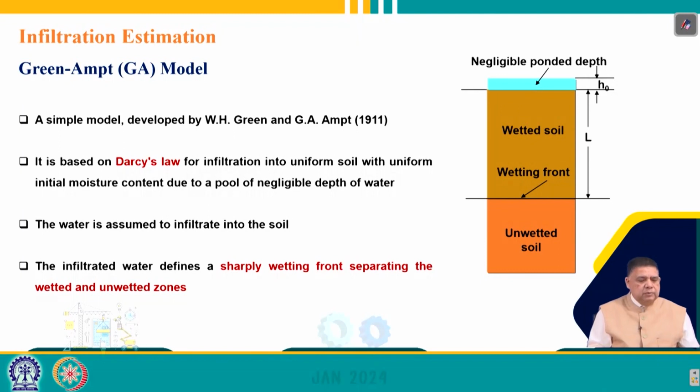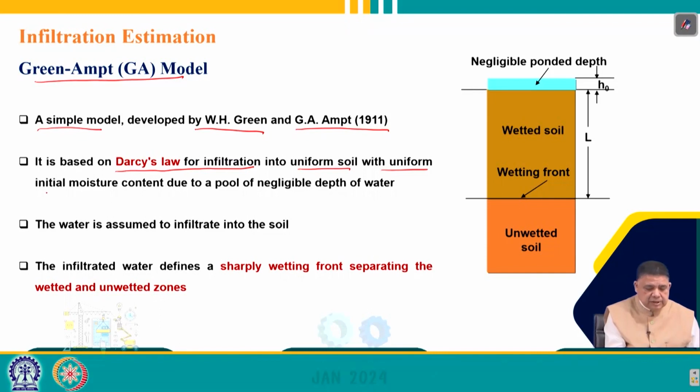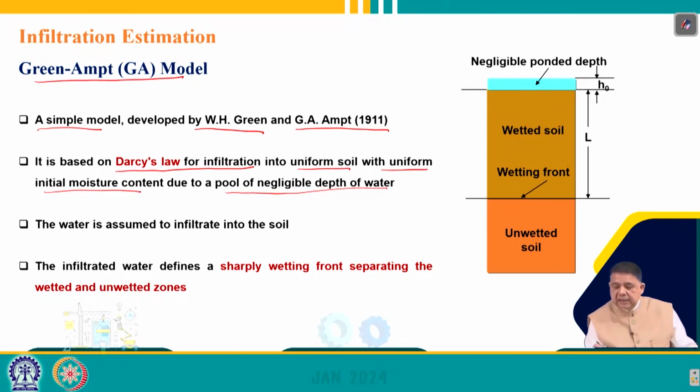Now we come to the next model, which is the Green-Ampt model, a simple model developed by W.H. Green and G. Ampt in 1911. Though it is a very old model, it is very popular even today. It is based on Darcy's law for infiltration into uniform soil with uniform initial moisture content due to a pool of negligible depth of water. These are the assumptions: the soil column we are considering is uniform, it has a uniform initial moisture content throughout, and there is a negligible ponding depth on the surface.